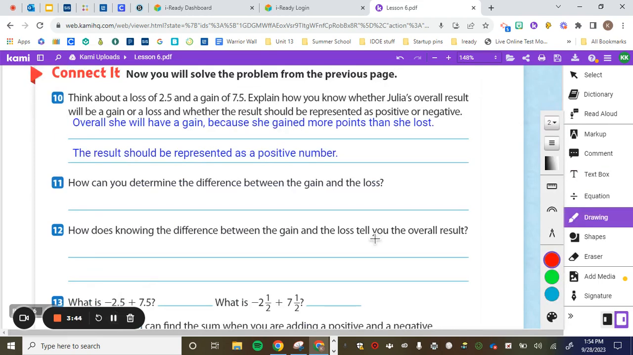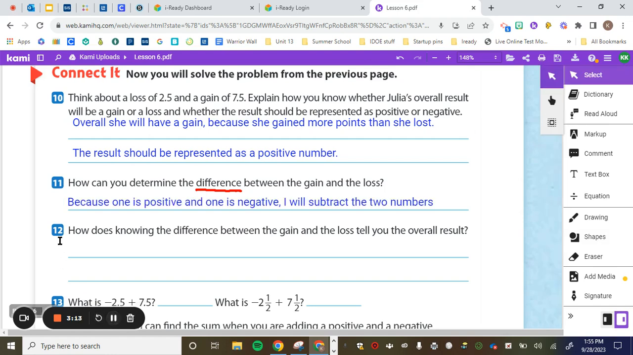Now our next question says, how can you determine the difference between the gain and the loss? Well, difference in math means subtract. On the last assessment, a lot of people said, well, difference was smaller or bigger. But difference means subtraction. So I know I would subtract because I have a negative 2.5 and a positive 7.5, so they will cancel each other out. So because one is positive and one is negative, I will subtract the two numbers. And I just typed that in for you so you could see it a little bit easier.